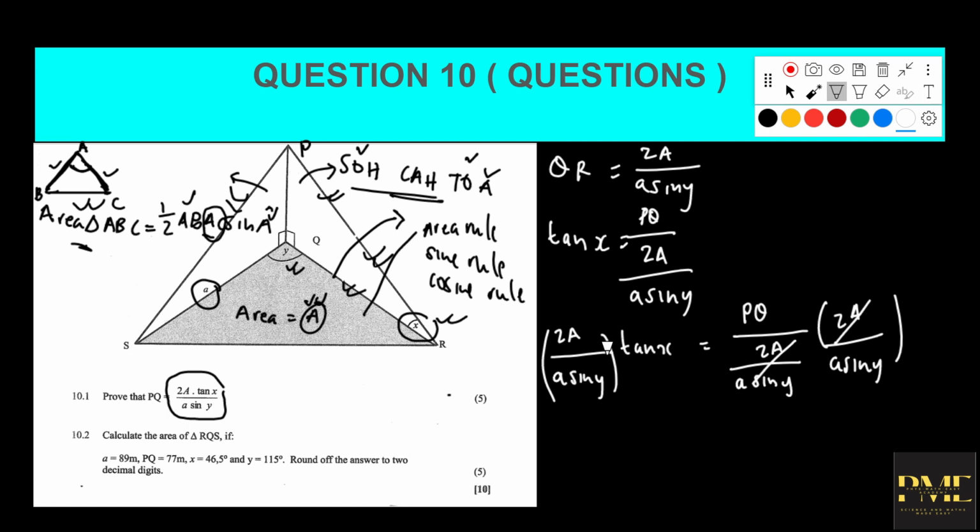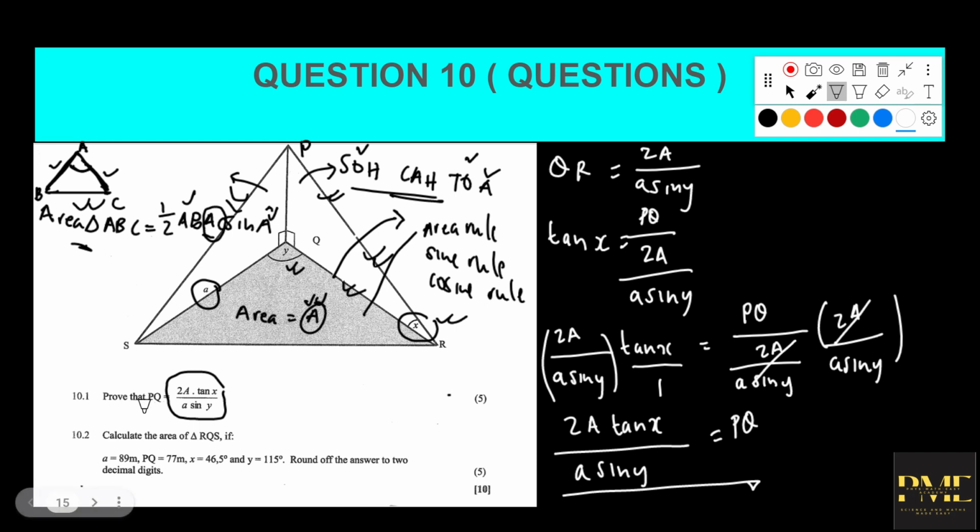On this side we see that we have tan x times this fraction. We know that tan x can be written as tan x over 1, so therefore using the rule for multiplying fractions, 2a times tan x is equal to 2a tan x over a sin y times 1, which is going to be equal to PQ. Okay, so here we go, guys. We've got our PQ being equal to 2a tan x all over a sin y.